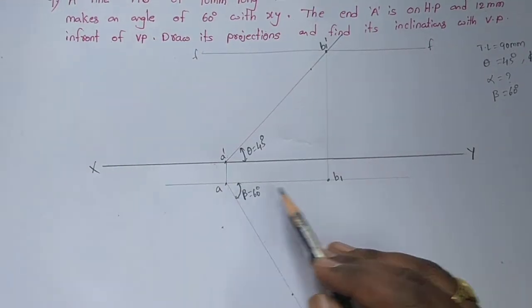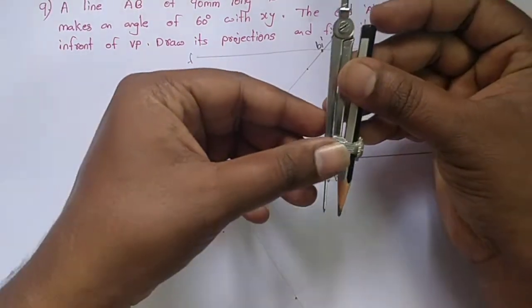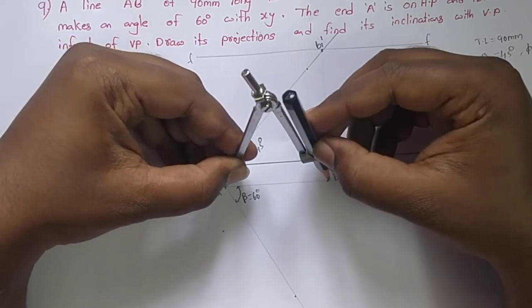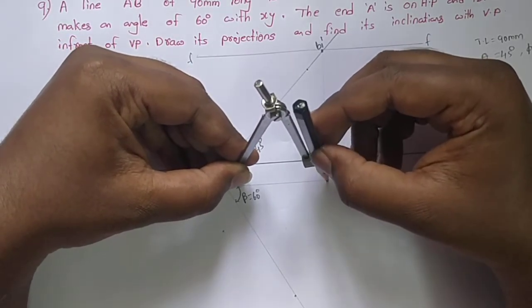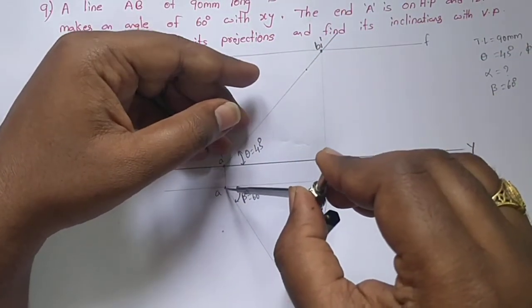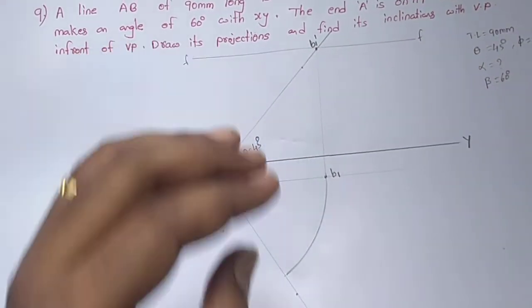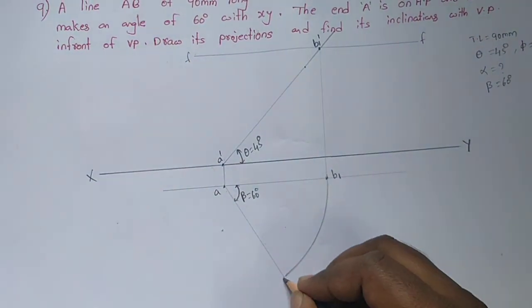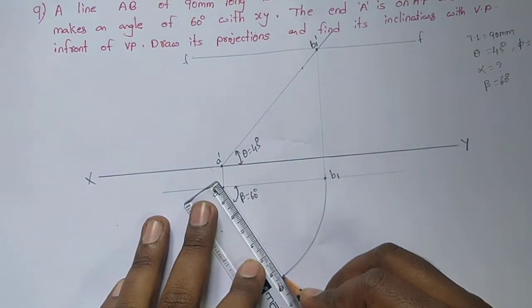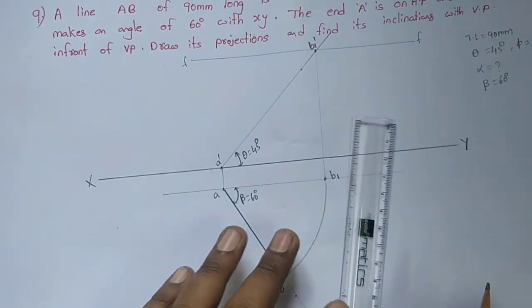Here AB1 represents the top view, so by using a compass, with A as center and AB1 as radius, draw one arc. It intersects the 60 degrees line at one point. That point is known as B, so here AB represents the top view of the line. This line should be drawn in thick line.